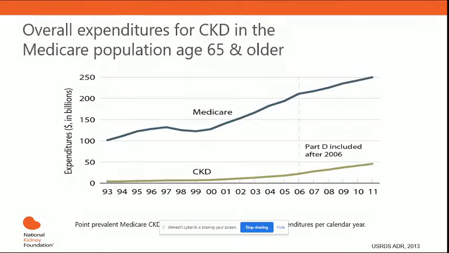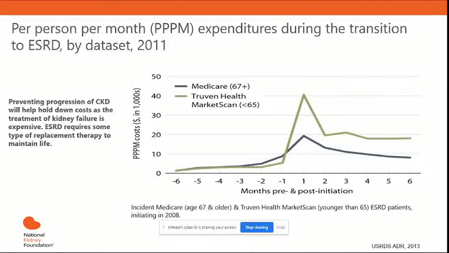And what about the healthcare cost? So healthcare cost is very high in patients with CKD. This is again data from the United States Renal Data System. The healthcare cost is increasing in billions of dollars as the number of patients with chronic kidney disease is increasing progressively.